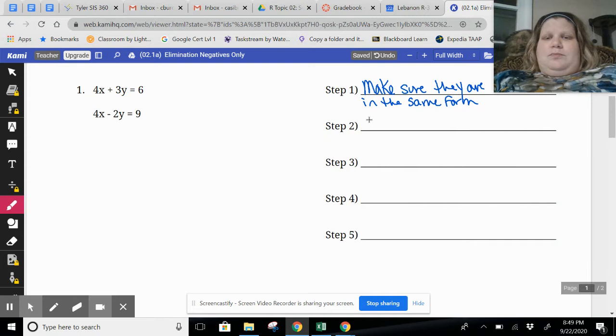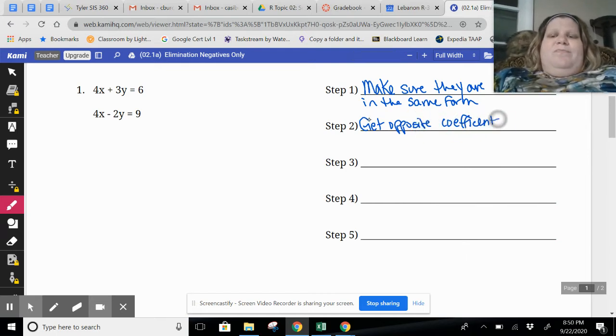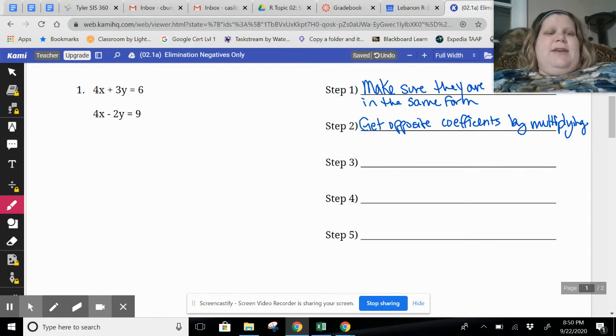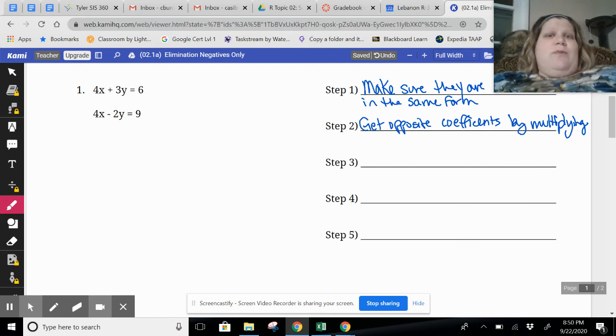Our second step is to get opposite coefficients by multiplying. Okay, so let's look at this. We have 4x and 4x, and we have 3y and negative 2y. Neither of them are already opposite. But if I look at my x's, I have 4x and 4x. Those are really close to opposite coefficients. Right now, they're the exact same coefficient. To make them opposite, we need one positive and one negative.